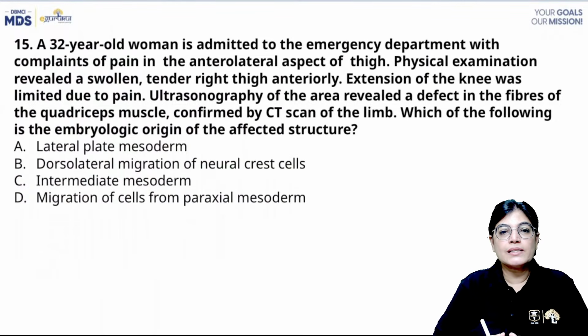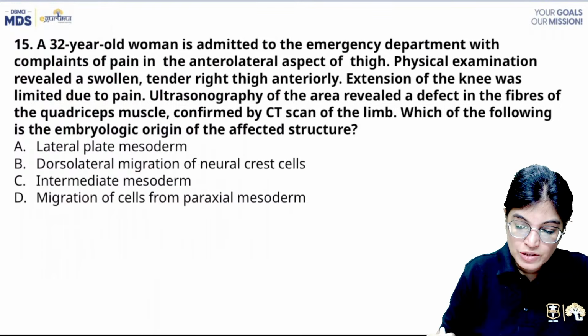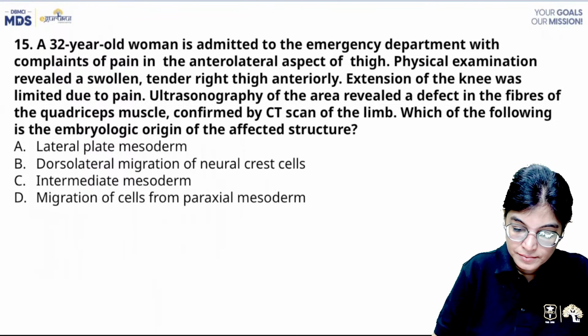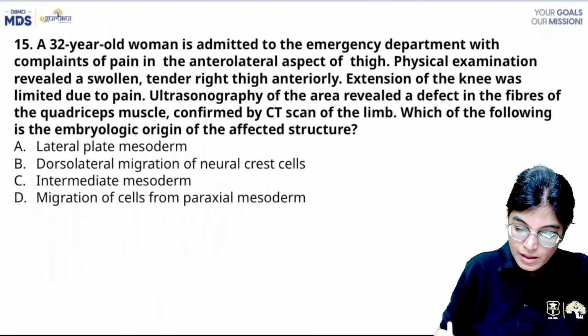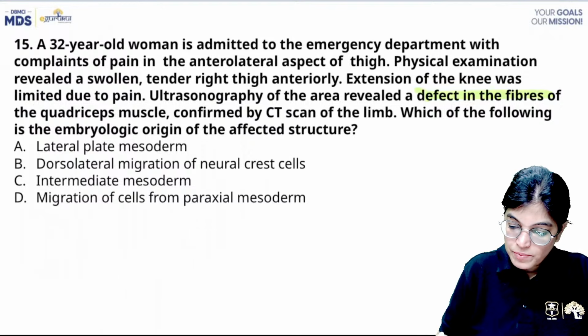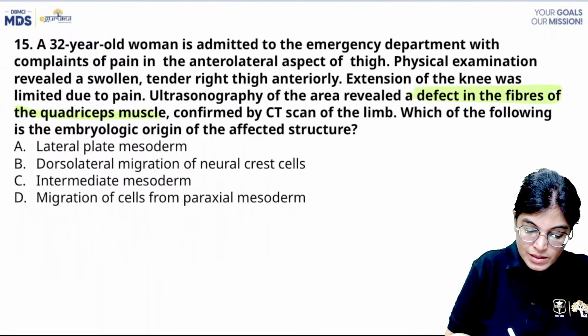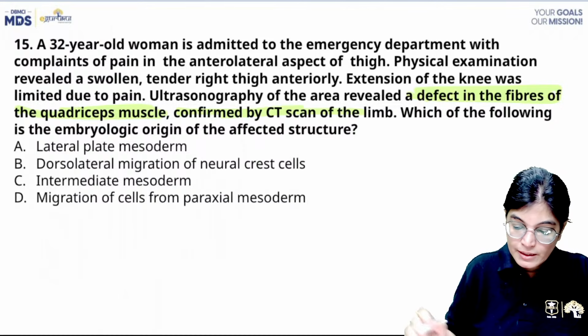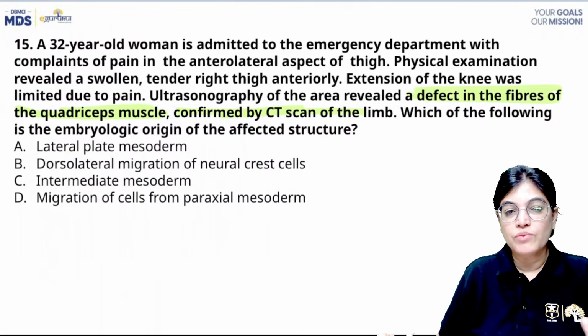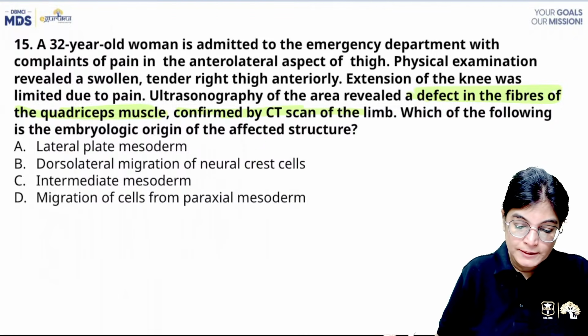Which of the following is the embryological origin of the structure? Whether it is lateral plate mesoderm, dorsolateral migration of neural crest cells, the intermediate mesoderm, or the migration of cells from the paraaxial mesoderm. The key point is that the patient is having a defect in the fibers of the quadriceps muscle, and we have to know the embryological origin of the quadriceps muscle, and that is important.